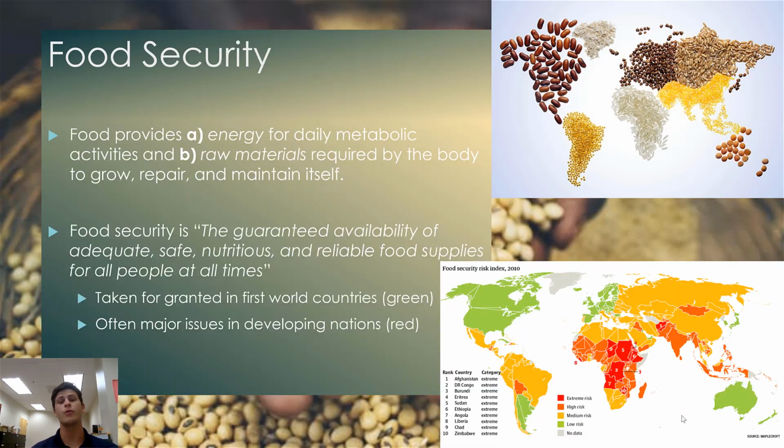So again, this brings us to the issue of food security, and food security is simply defined as the guaranteed availability of adequate, safe, and nutritious food for all people at all times. Now, this is taken for granted in first world countries, countries on the bottom right-hand side of your screen that are in green. However, for developing countries and third world countries, food security isn't always a guarantee. And that leads us to a series of very challenging problems that are associated with not having adequate and nutritious food on a regular basis.